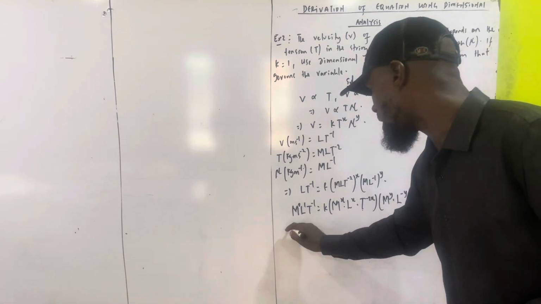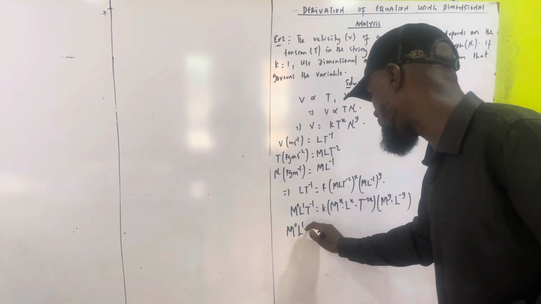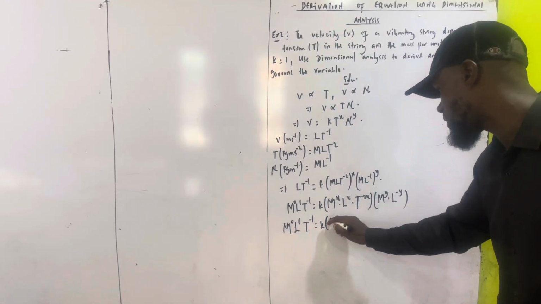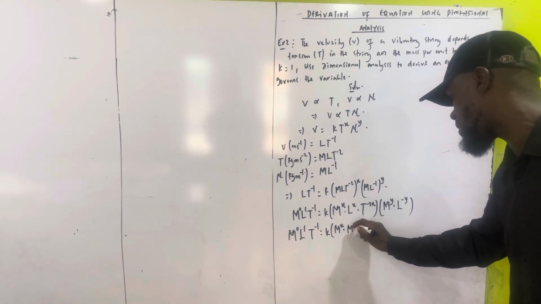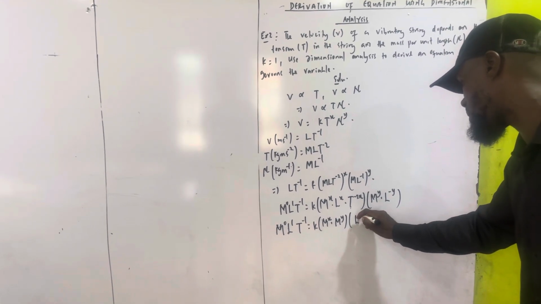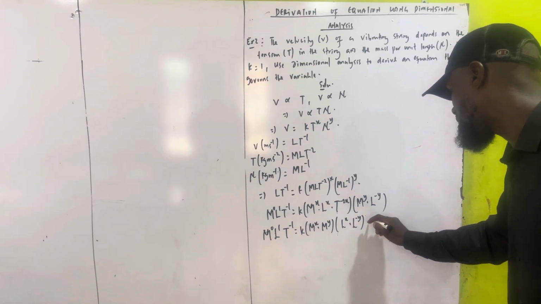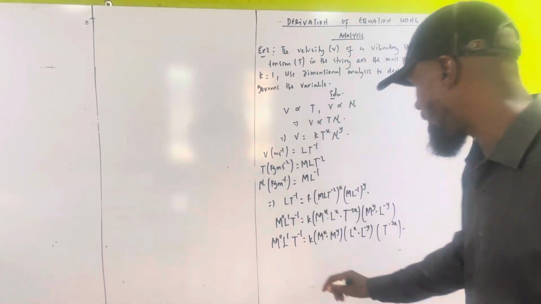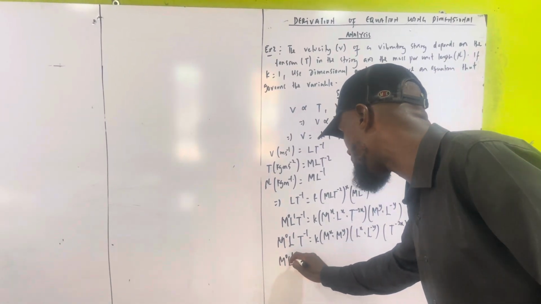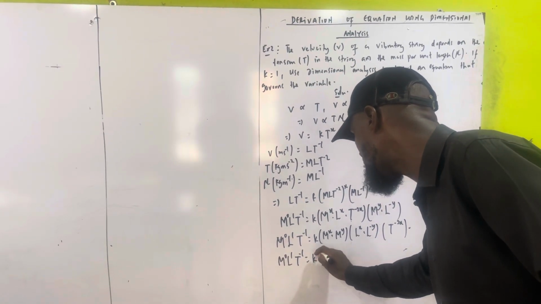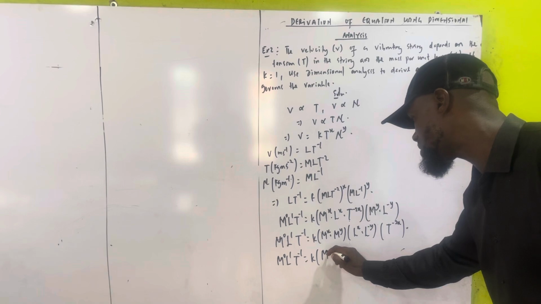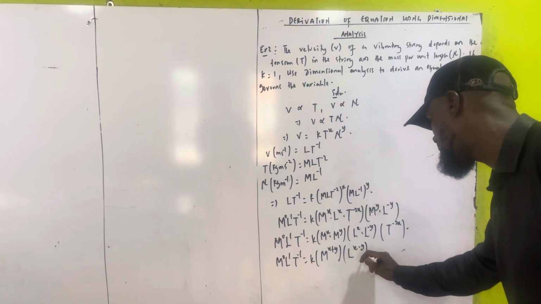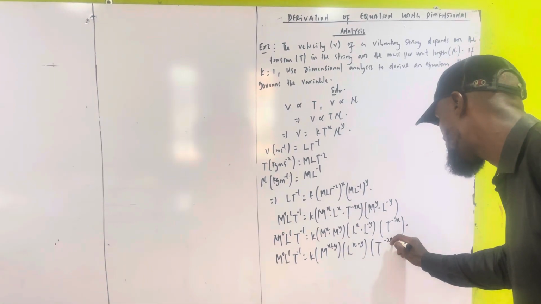Now from here, we have M^0 L^1 T^-1 equals K into bracket. We have M and M here: M^x times M^y. Then we have L^x times L^-y. Then we have T^-2x. From here, we have M^0 L^1 T^-1 equals K into, by the law of indices, M raised to power x plus y, and L raised to power x minus y, then T raised to power minus 2x.